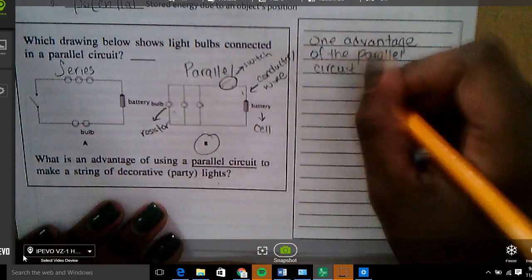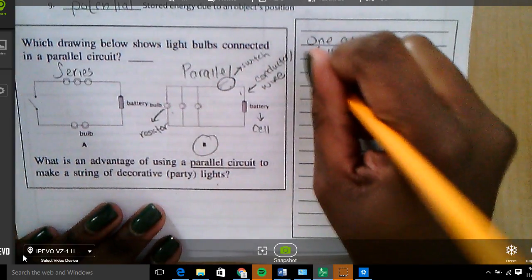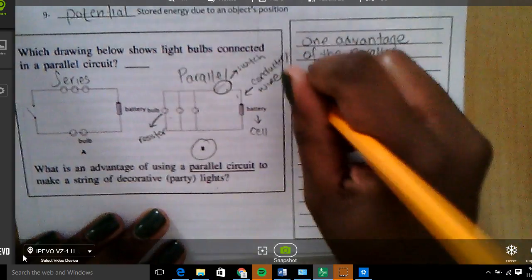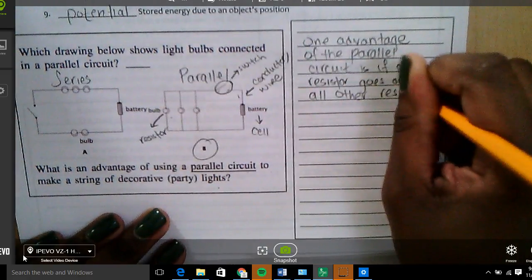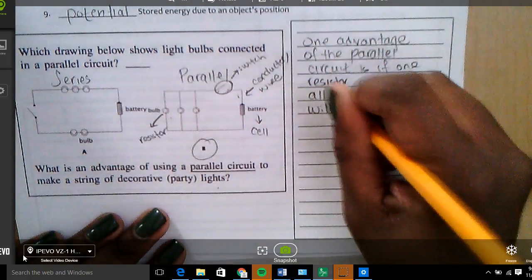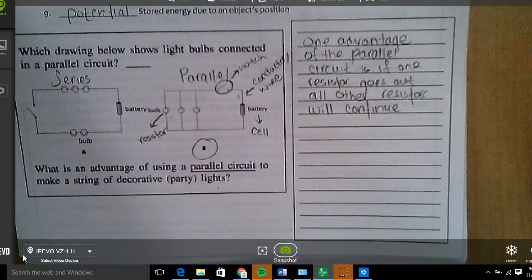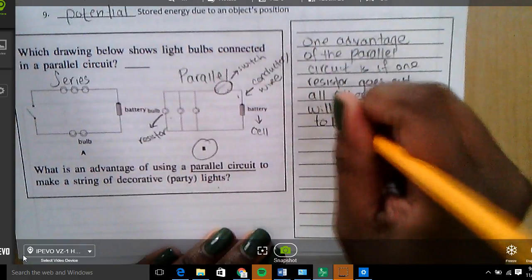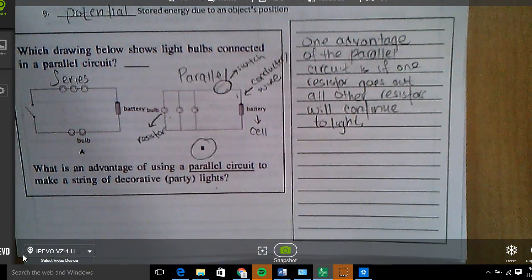One advantage of the parallel circuit is if one resistor, awesome, goes out, all other resistors will continue. Not only are you going to receive a demerit, it's going to be a lunch break. So you've got to stop tapping the pencil. If you're frustrated, put your hands in your lap. Will continue to light. Because remember, in a parallel circuit, what happens to one does not affect the rest.